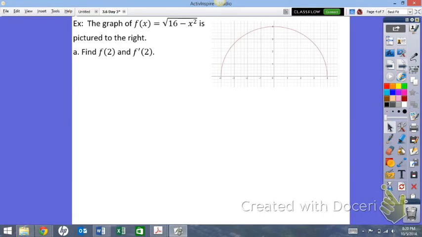All right, here's example 4. We've got the graph of f of x equals the square root of 16 minus x squared, which is pictured there. And we want to find two things. We want to find f of 2 and f prime of 2.